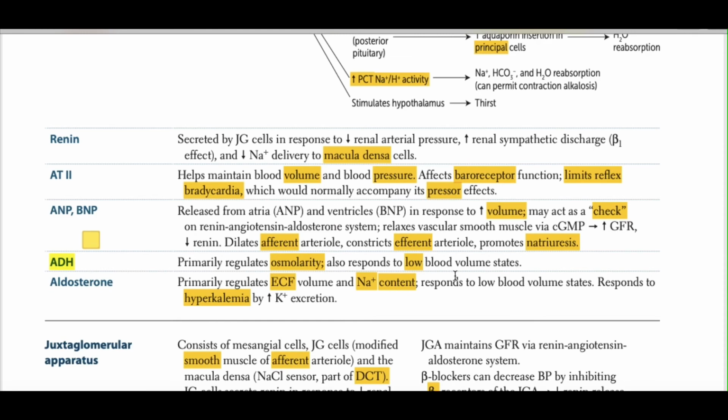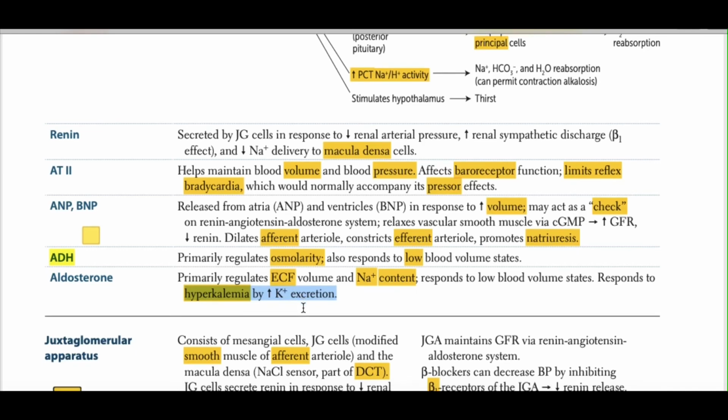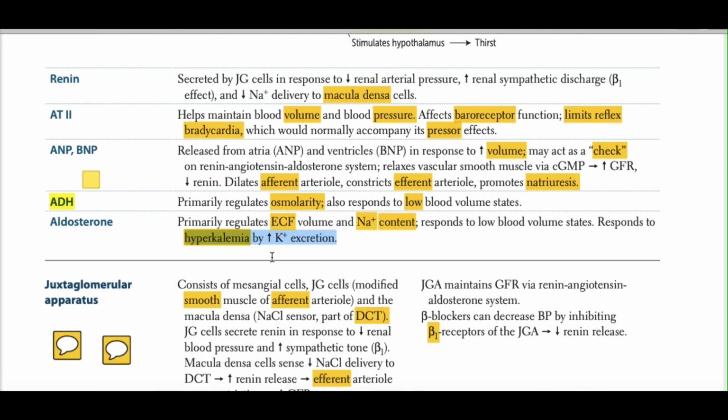So as we already studied, aldosterone primarily regulates extracellular volume and sodium content, responds to low blood volume states, responds to hyperkalemia by increasing potassium excretion. So this potassium excretion also occurs in the collecting ducts, as we already discussed, like how sodium is reabsorbed in exchange with potassium and hydrogen ion.